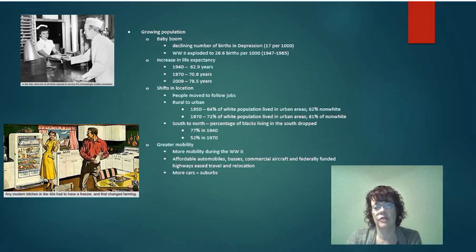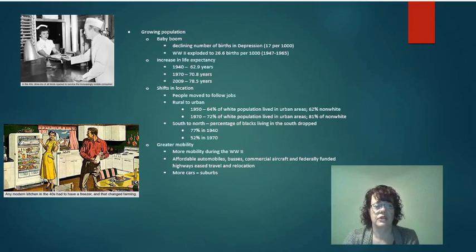South to the north, the percentage of blacks living in the South dropped. In 1940, it was 77%. By 1970, it's only 52%. There's greater mobility during the World War II period. This is often called the Second Great Migration because factories did actually go to the South and even sometimes recruit.